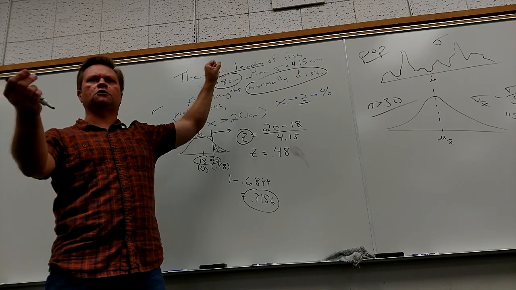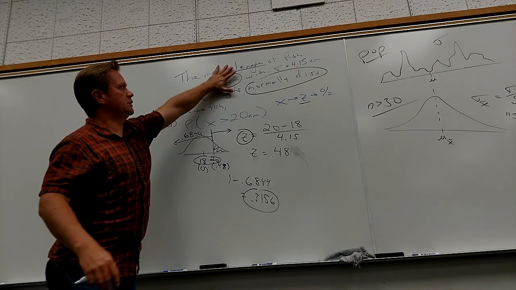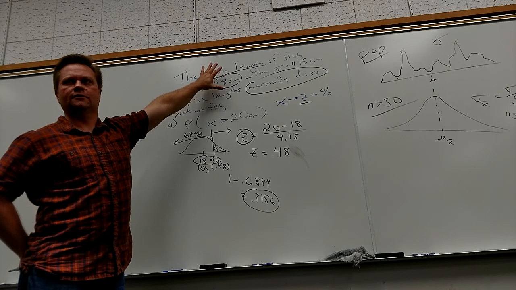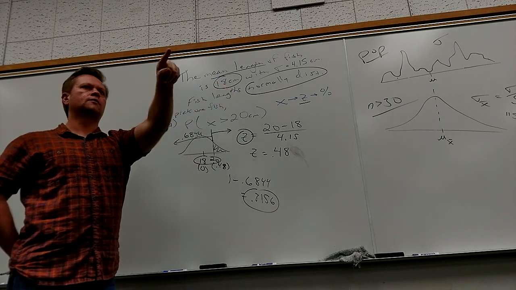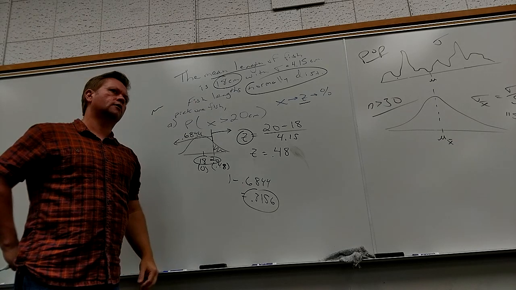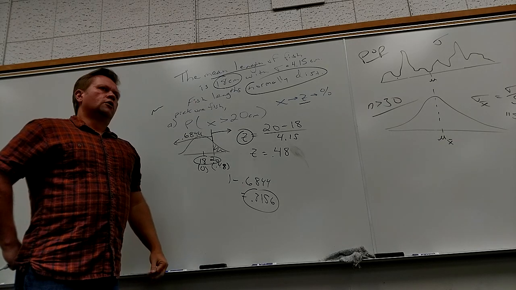What's the mean of Z-scores? Always 0. But I'm not working with Z-scores. I'm working with fish lengths. So what goes in the middle? 18, because that's the average fish length. Yes. So 0.315, that would be the percentage of getting it.